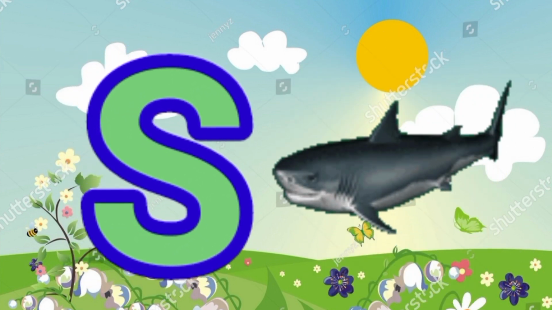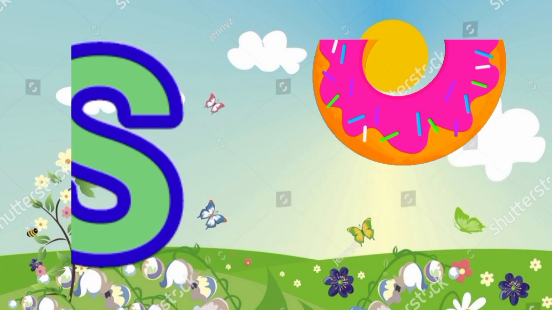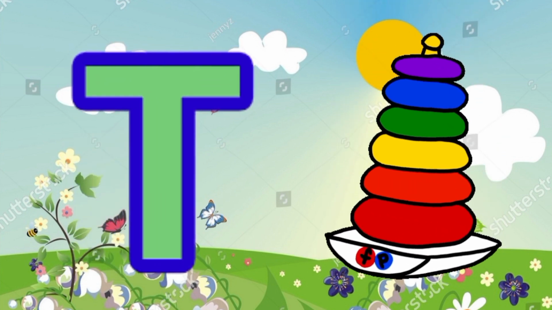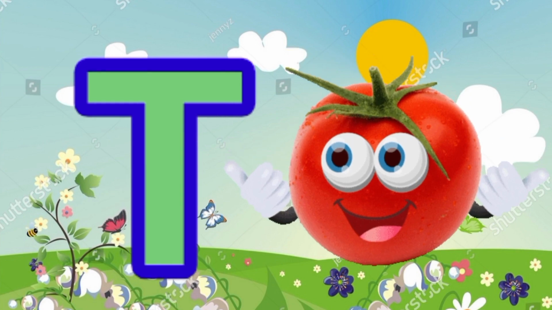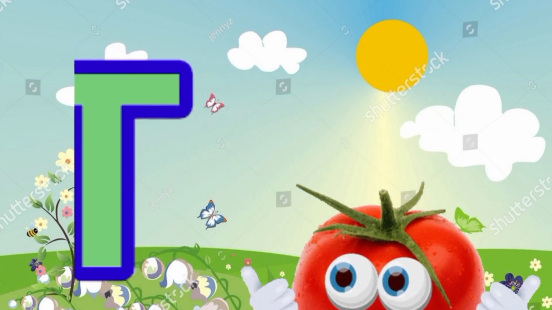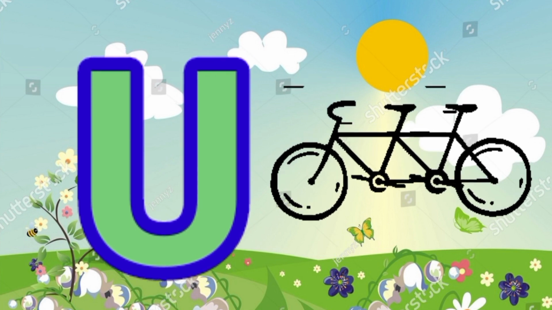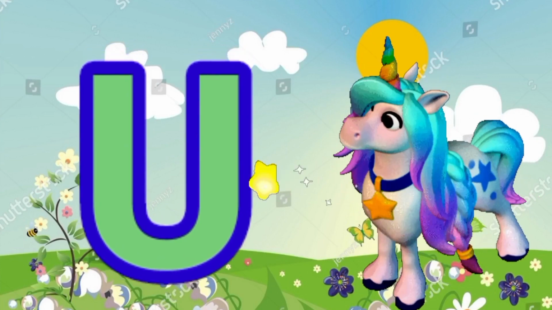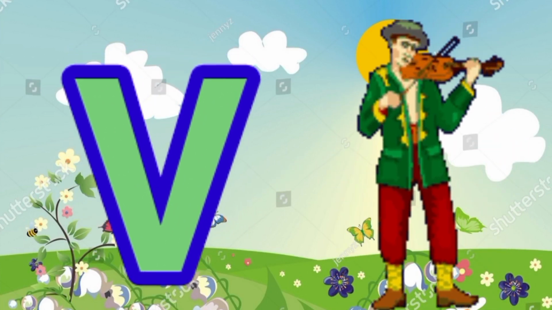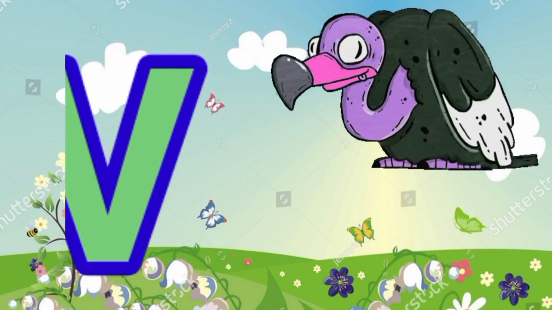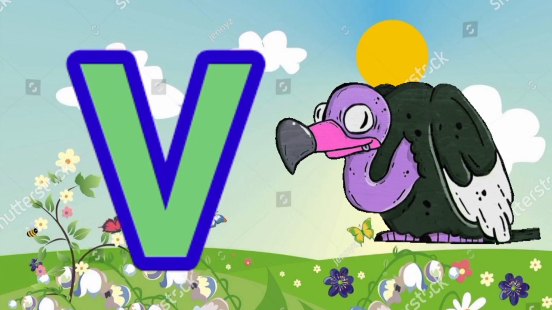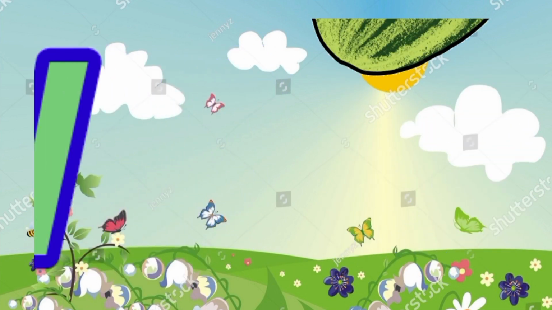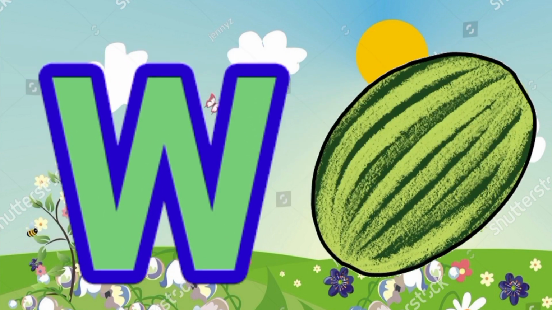S for shark. S for sweets. T for toy. T for tomato. U for unicycle. U for unicorn. V for violin. V for vulture. W for wings. W for watermelon.